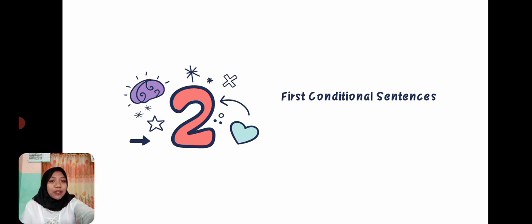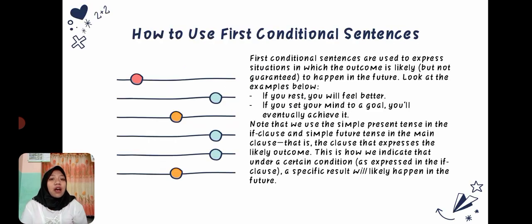And number 2 is first conditional sentences. How to use first conditional sentences? First conditional sentences are used to express situations in which the outcome is likely but not guaranteed to happen in the future. Look at the example below. If you rest, you will feel better. If you set your mind to a goal, you will eventually achieve it.